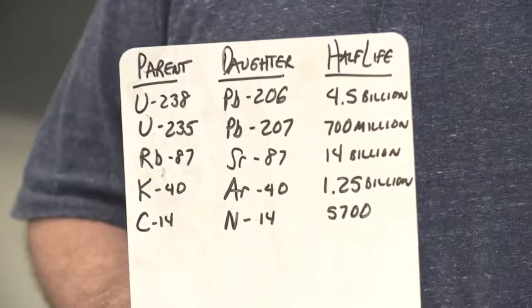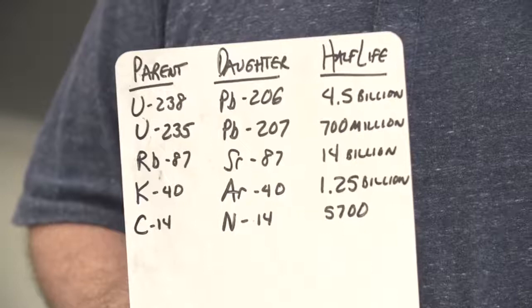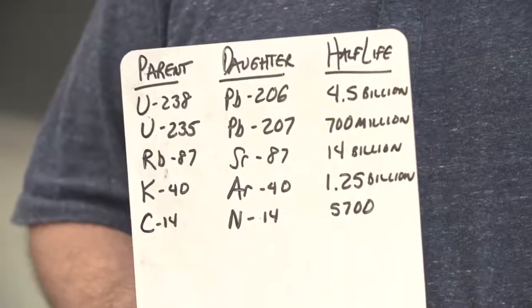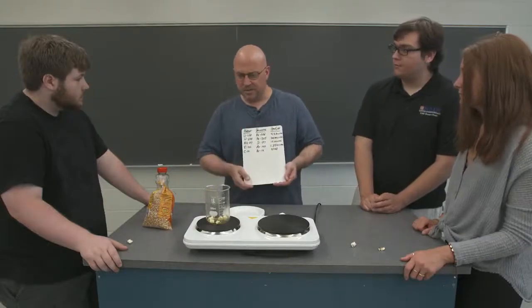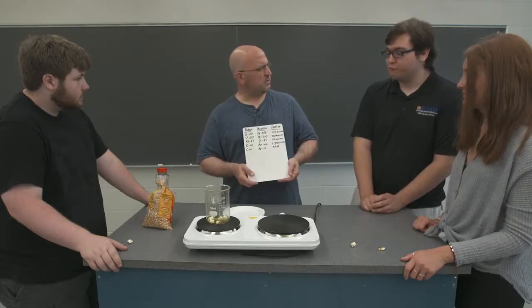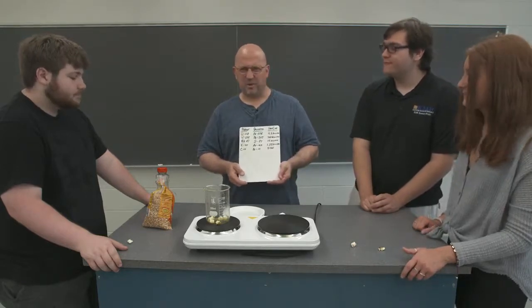So: half-life, parent, daughter, stable, unstable, irreversible, kernels, popcorn. Yeah, I think I'd rather eat some popcorn than some parent isotopes.